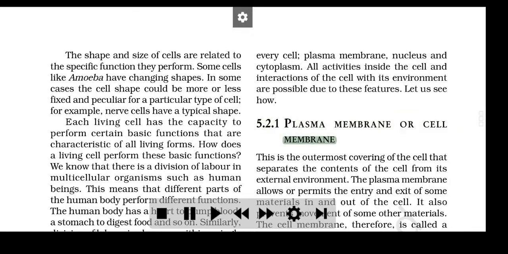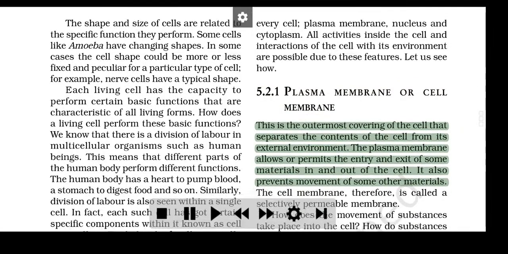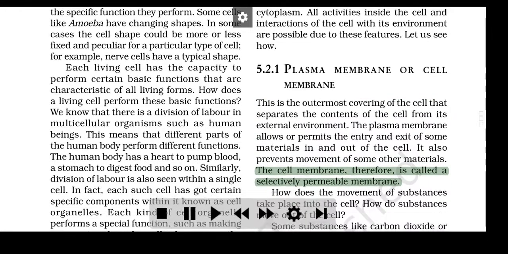5.2.1 Plasma membrane or cell membrane. This is the outermost covering of the cell that separates the contents of the cell from its external environment. The plasma membrane allows or permits the entry and exit of some materials in and out of the cell. It also prevents movement of some other materials. The cell membrane, therefore, is called a selectively permeable membrane.